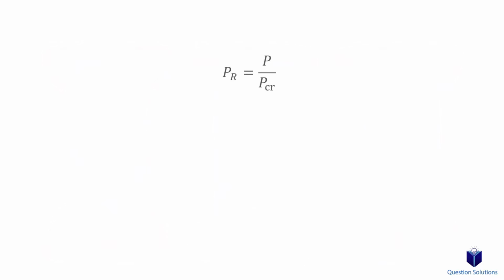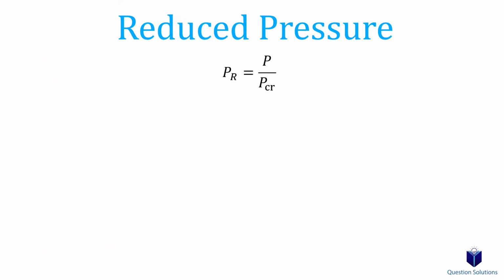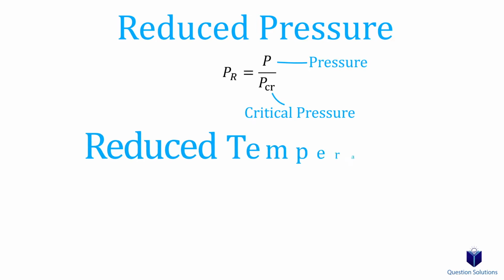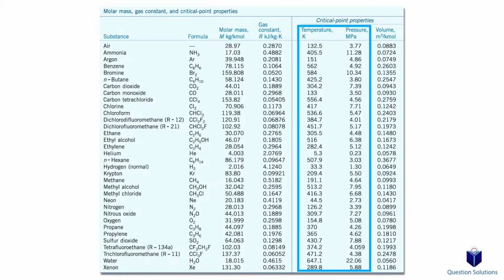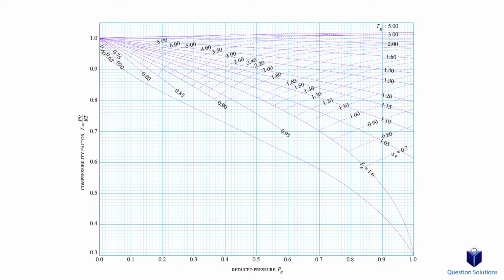We can normalize pressure like this. PR is called the reduced pressure, and we find it by dividing pressure by the critical pressure. The same can be done for temperature. The critical pressures and temperatures are usually listed on the same table that shows the gas constant values. When we find the reduced pressure and reduced temperature, we can look at something called a compressibility chart. Using that, we can figure out the compressibility factor.